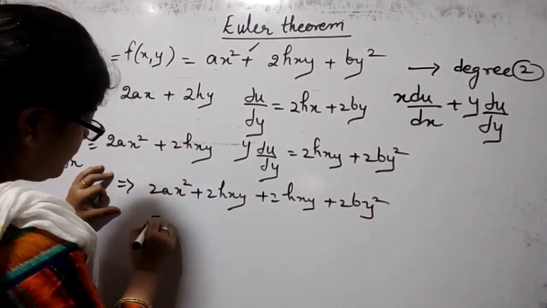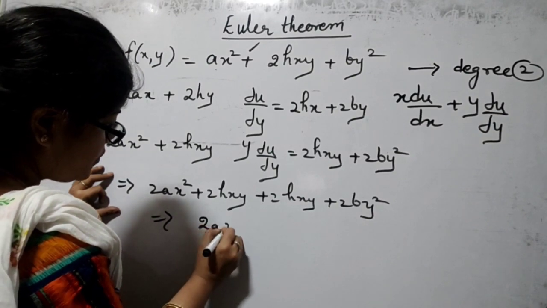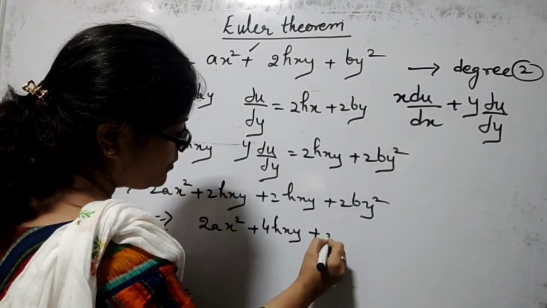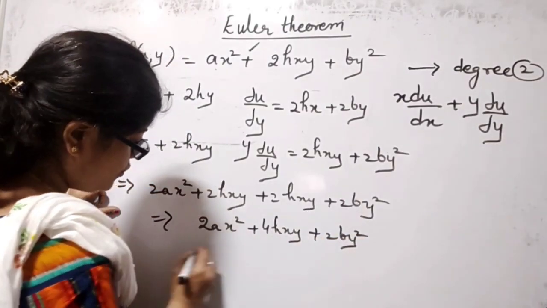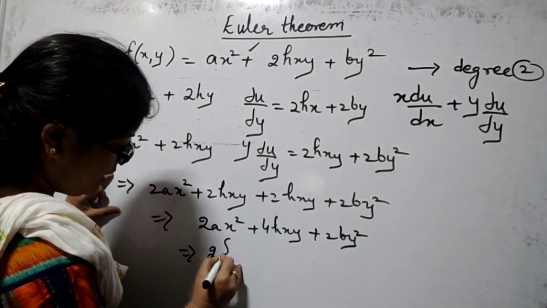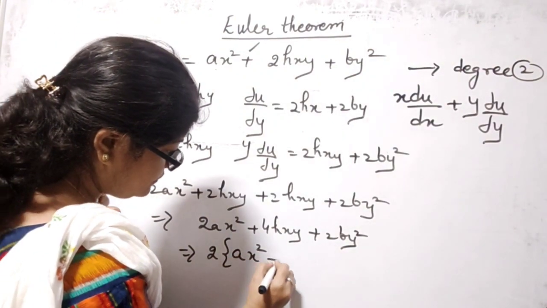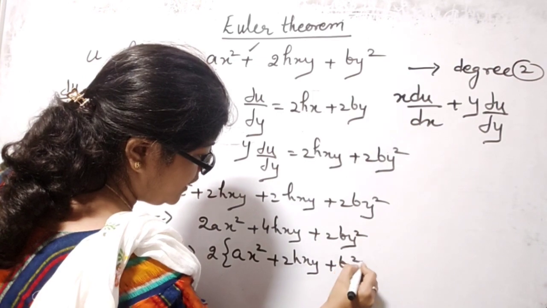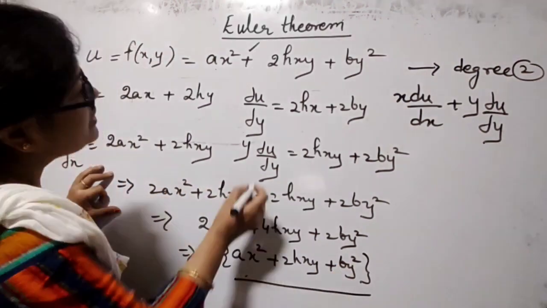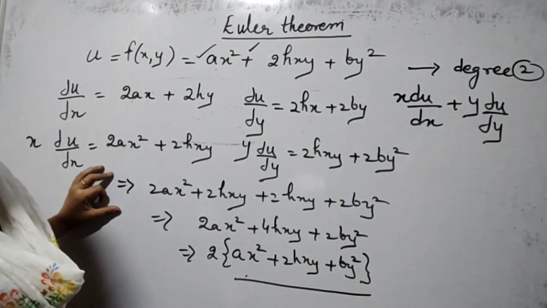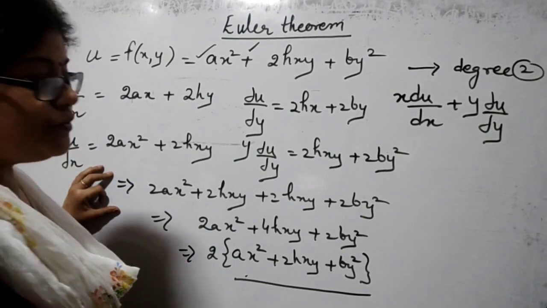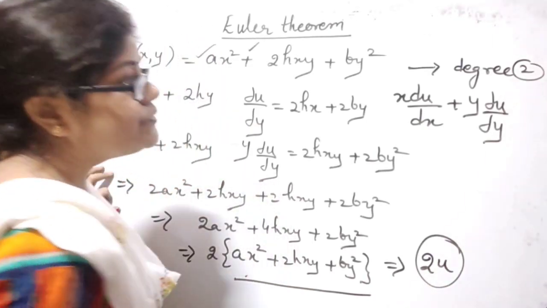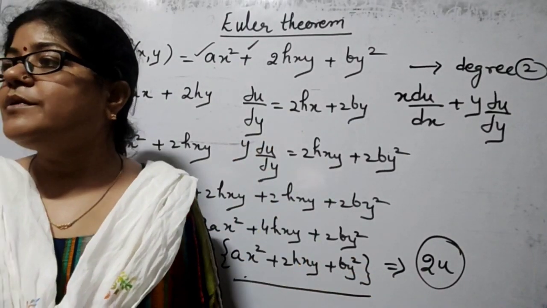We get 2ax square plus 2hxy plus 2hxy plus 2by square, and ultimately we are left with 2ax square plus 4hxy plus 2by square. We can take 2 as common and we are left with ax square plus 2hxy plus by square. We can easily note that this is equal to the main function, multiplied by 2. So the result is twice the function, and now Euler's theorem is verified.